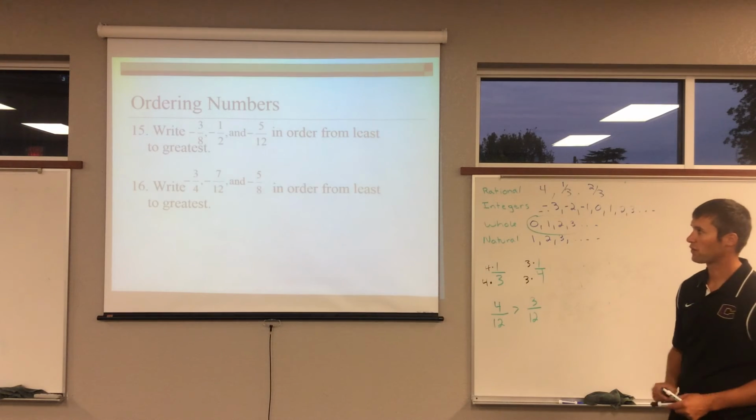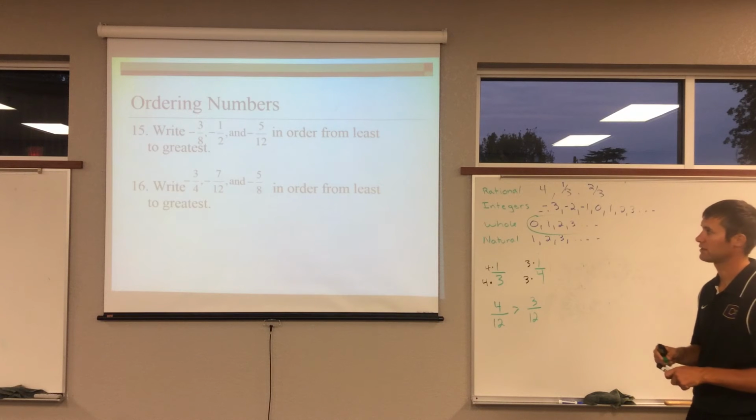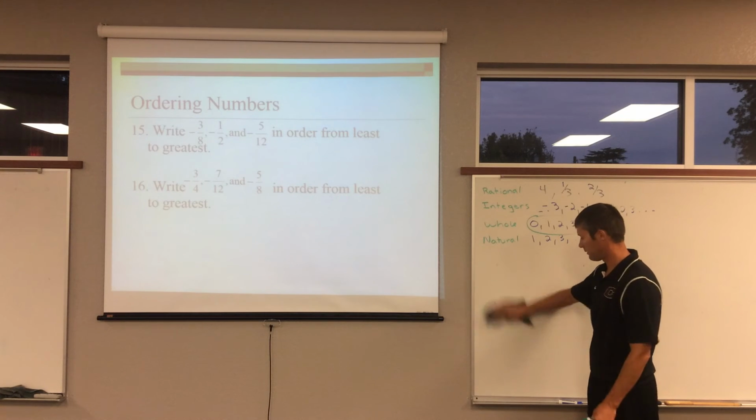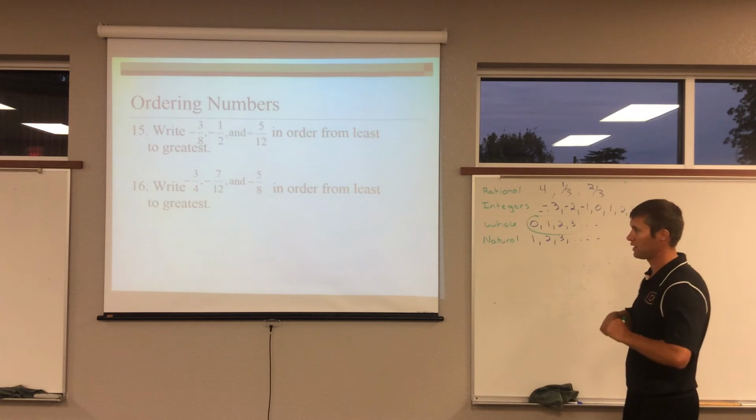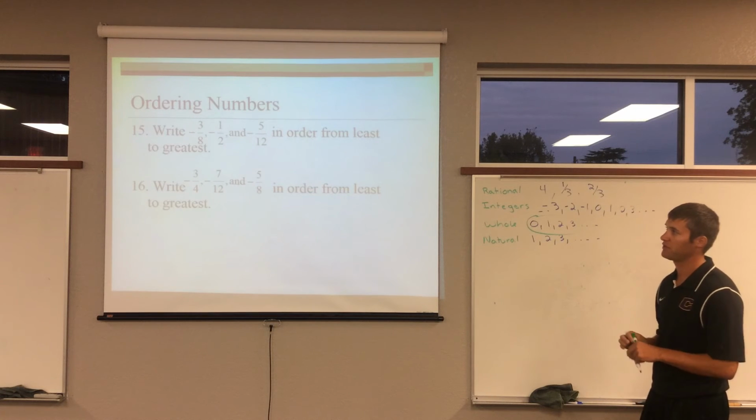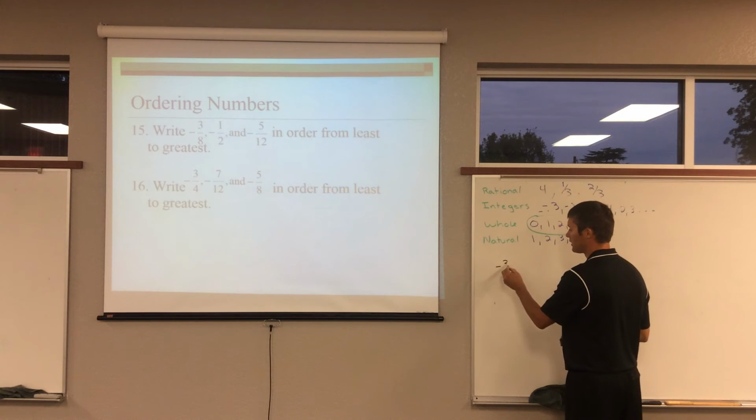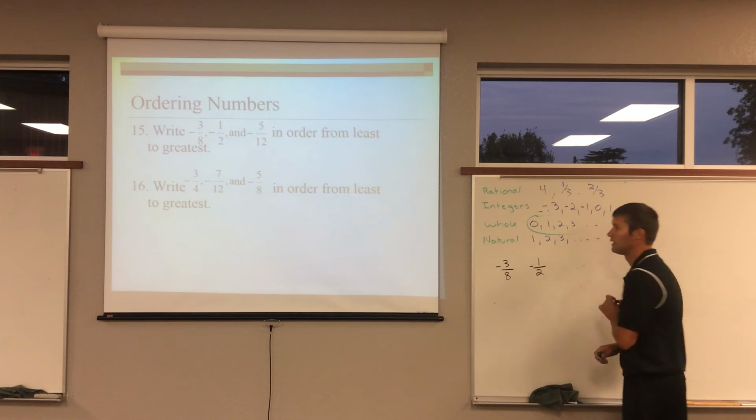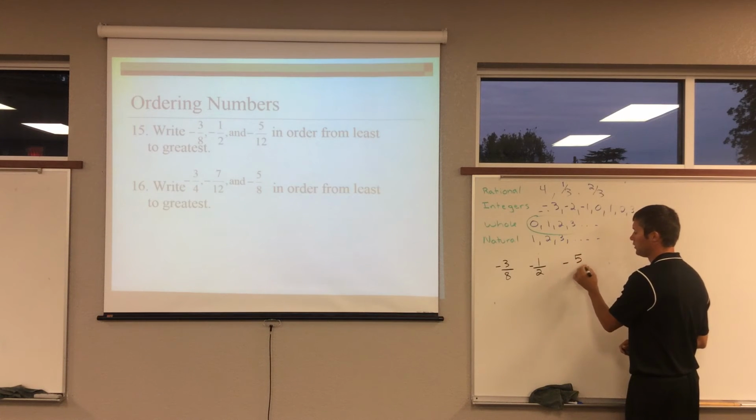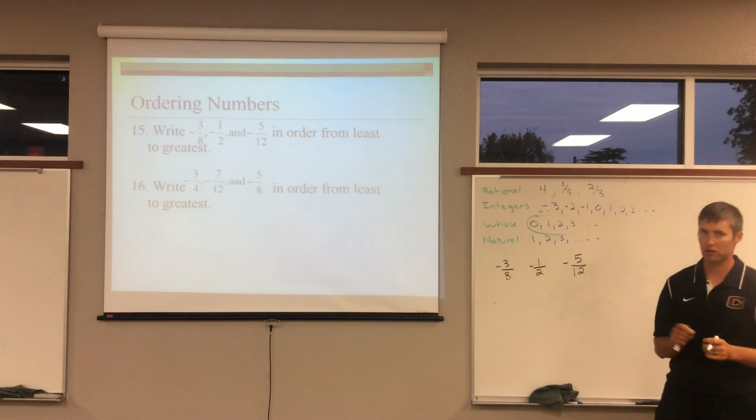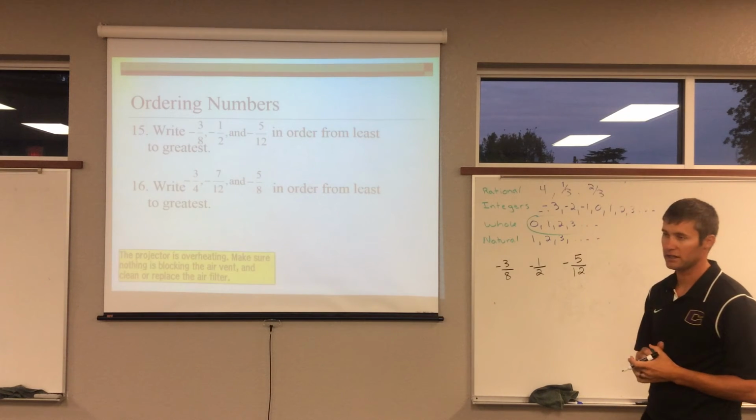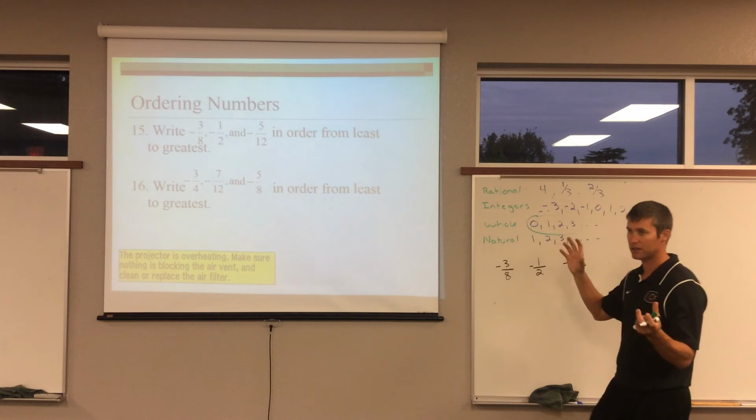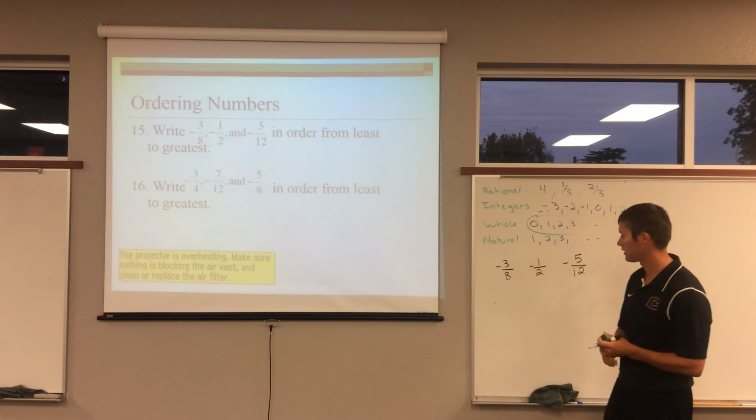So then we move on. We want to write these from least to greatest. Once again, we have fractions, so we need a common denominator. I'm just going to do number 15 as an example. So we have -3/8, -1/2, and then -5/12. We want the smallest number to the greatest. Just remember, anytime we work with negatives, the bigger the number, the smaller it is.